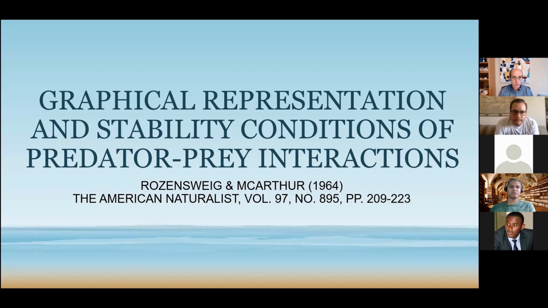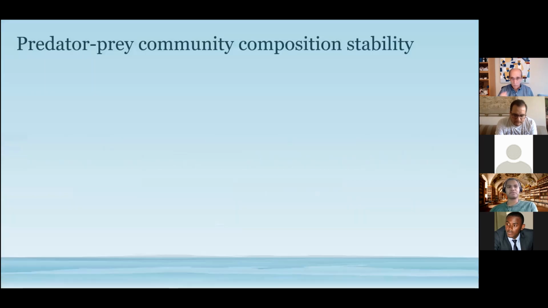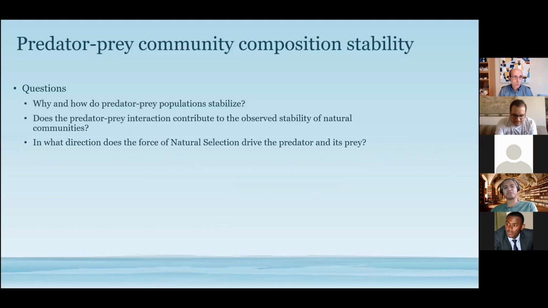So the paper is the graphical representation and stability conditions of predator-prey interactions from Rosenzweig and MacArthur, 1964. It is a really early classic paper on predator-prey community composition and stability. The questions they ask are: why and how do predator-prey populations stabilize? Does the predator-prey interaction contribute to the observed stability in natural communities, or is it unstable? And in what direction does the force of natural selection drive the predator and its prey?